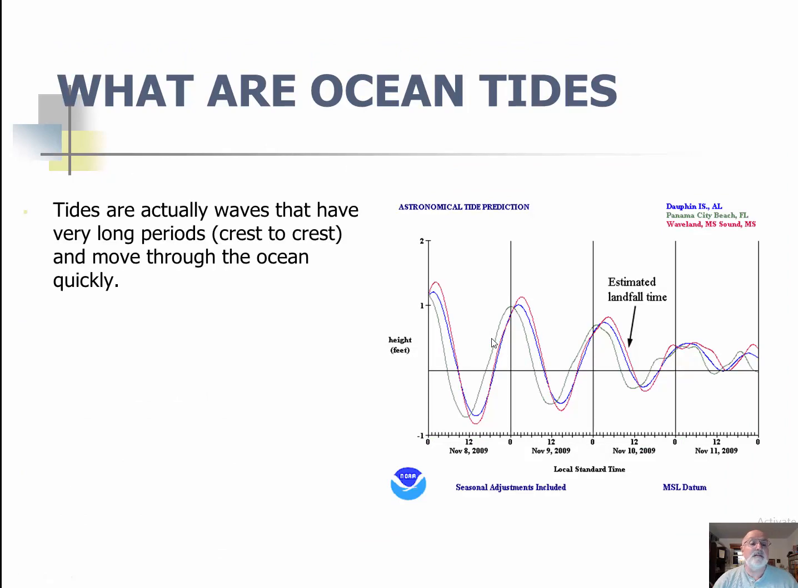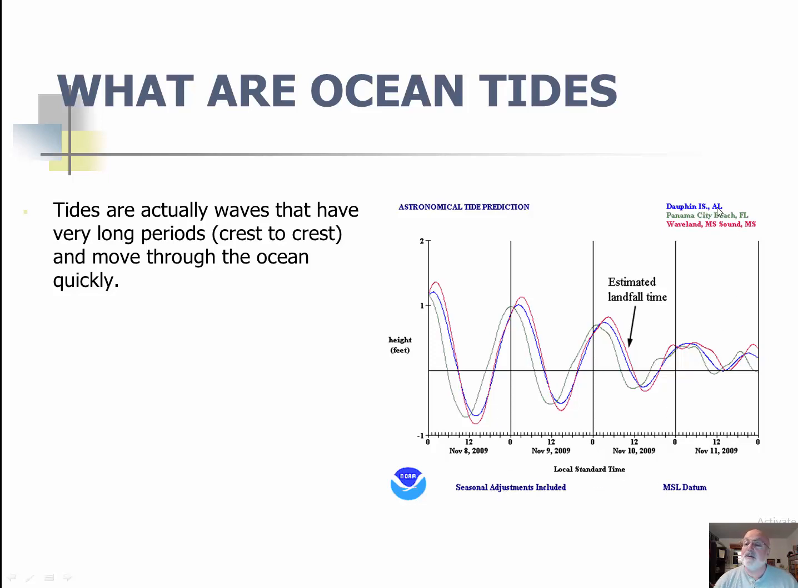What are ocean tides? Tides are actually big waves. They tend to be about 12,000 miles apart. The crests work for the high tide, and the trough works for the low tide. You can see in this one they're showing it's about a meter higher, so this is a foot. So we have about 2 feet of difference between high and low tide at this location.